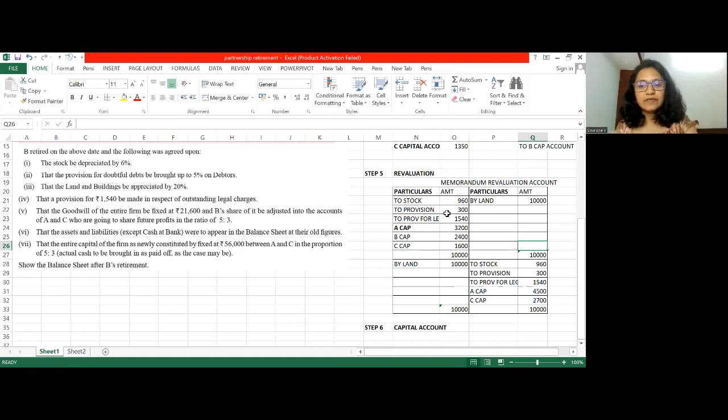So we need to reverse. What we will do is reverse the entries. Stock, here it was debited, just reverse the entries. Provision 300, provision for legal expenses, whatever you have debited, give a credit to that. Land was credited, give a debit to that. Then you will get the same difference, 7,200. Earlier we divided the 7,200 in the old profit sharing ratio. Now you have to divide it in the new profit sharing ratio.